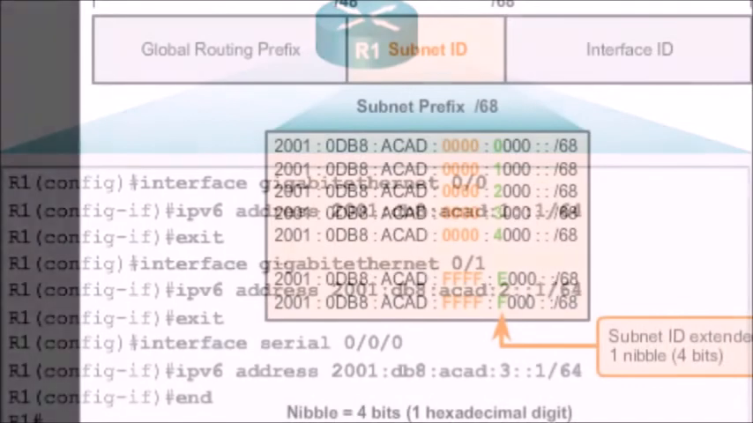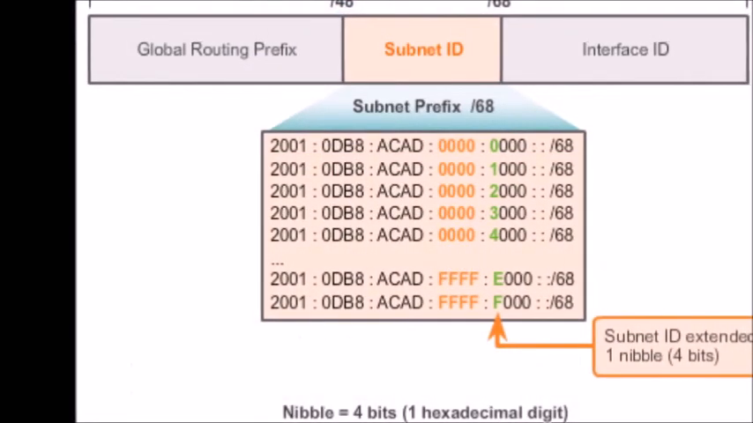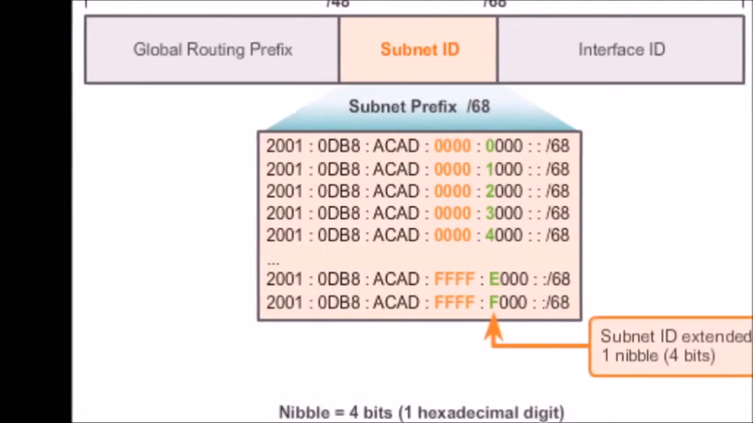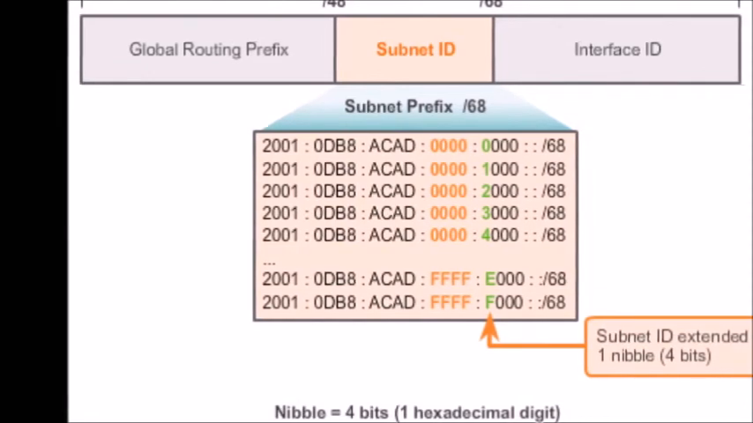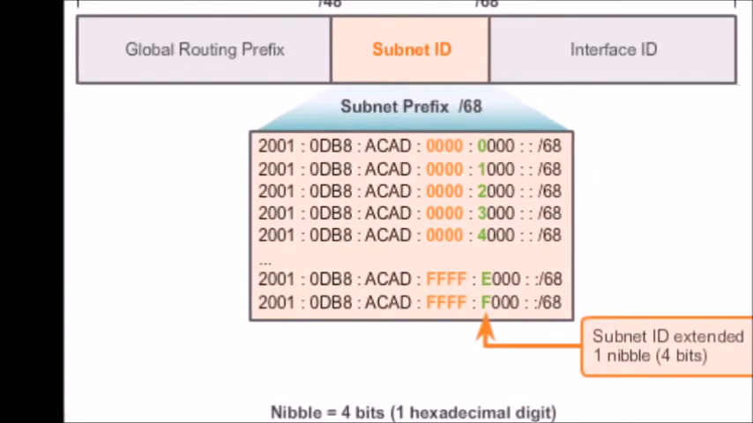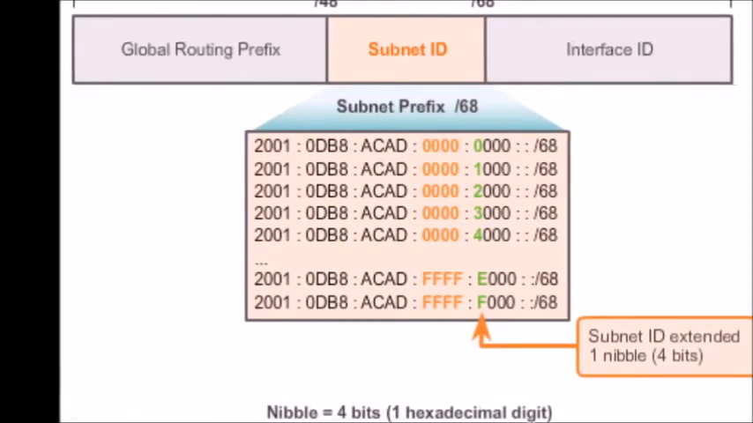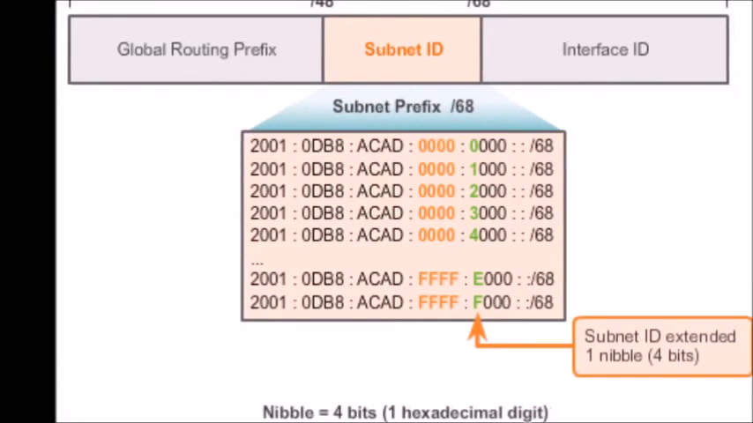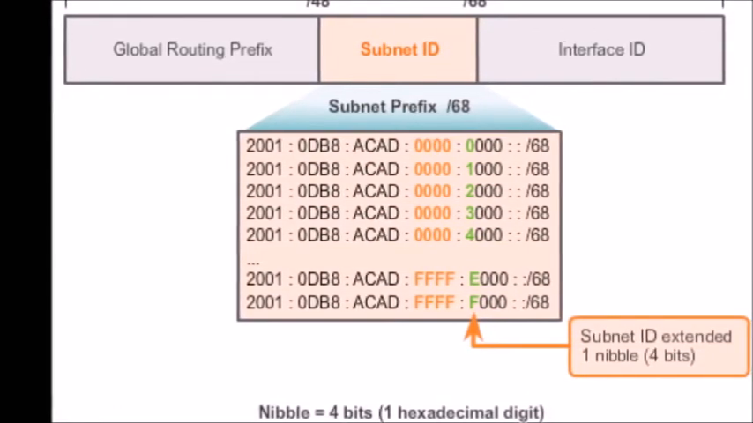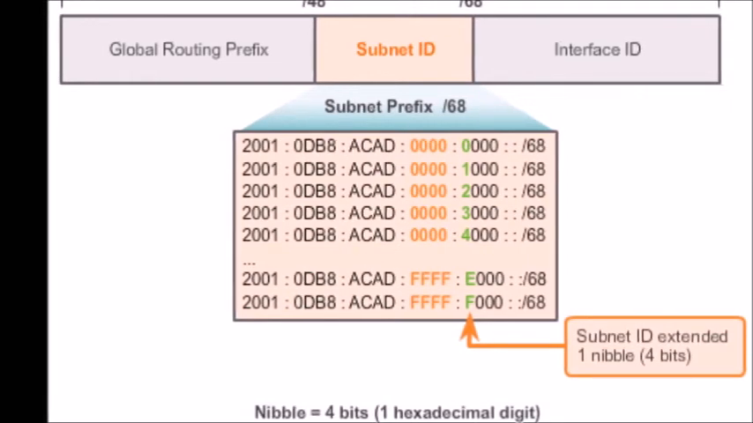Subnetting into the interface ID. Similar to borrowing bits from the host portion of an IPv4 address, with IPv6 bits can be borrowed from the interface ID to create additional IPv6 subnets. This is typically done for security reasons to create fewer hosts per subnet.